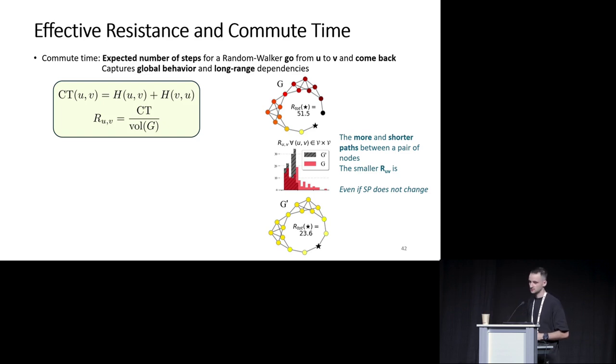So we can see in the picture that the more shortest paths there are between a pair of nodes, the smaller the distance is, and the smaller the effective resistance is. And here in the bottom graph, if we add just one edge, all the effective resistances change, even if the shortest path doesn't change, because it captures all the global structure.